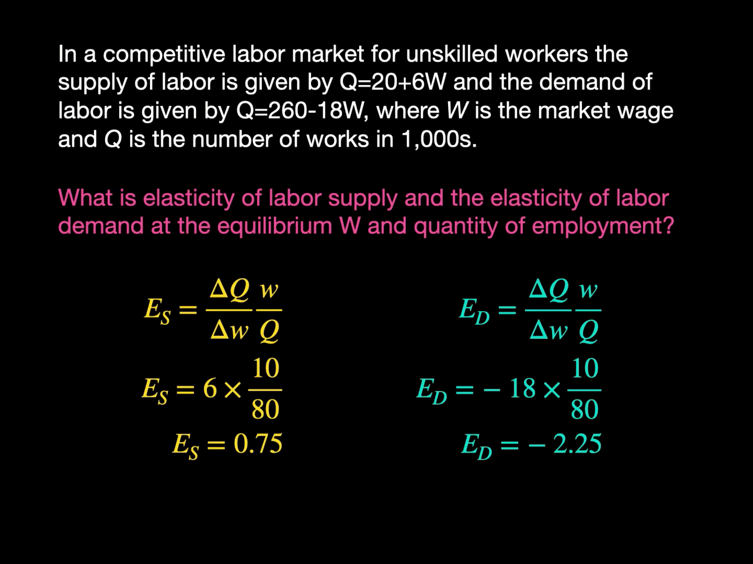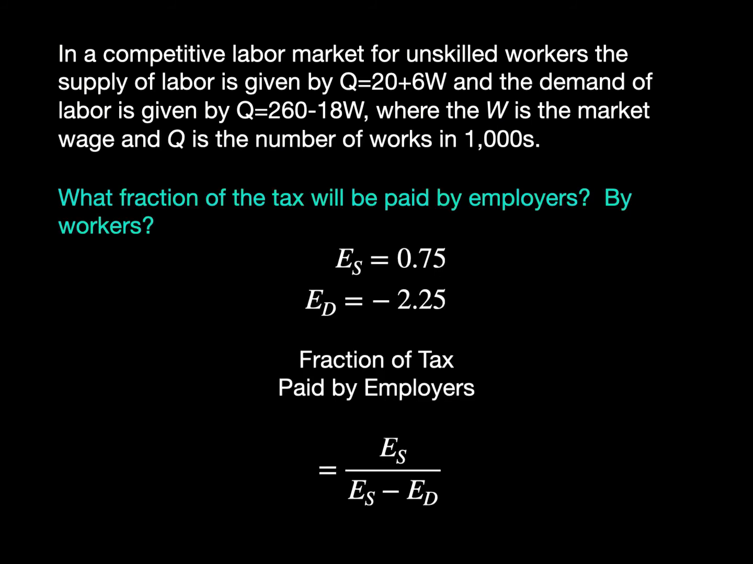Substituting in for the slope coefficient and the equilibrium wage and quantity, we get an elasticity of labor demand of negative 2.25. So the labor demand is elastic. Now we will take the elasticity of supply and the elasticity of demand that we solved for and use them in the pass-through fraction to get the fraction of the tax paid by the employer. What is the fraction of the tax paid by employers?